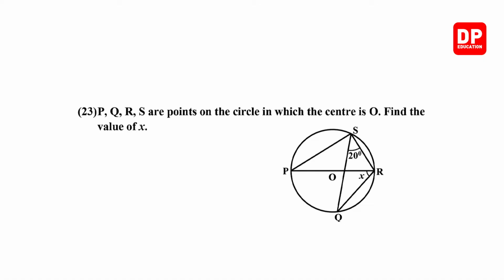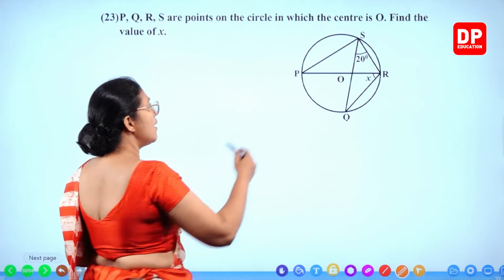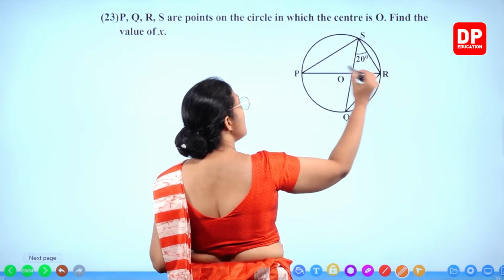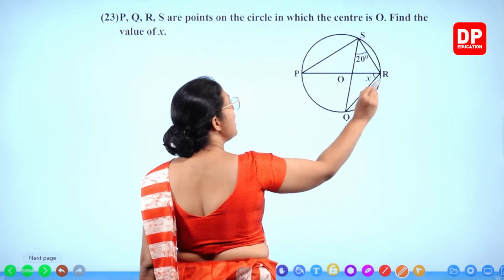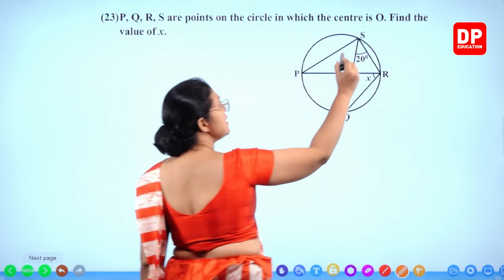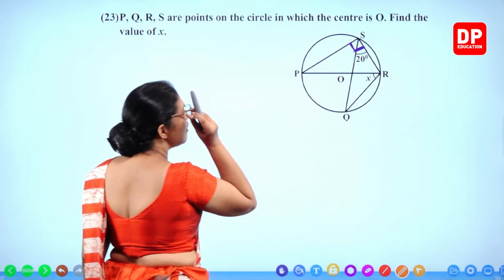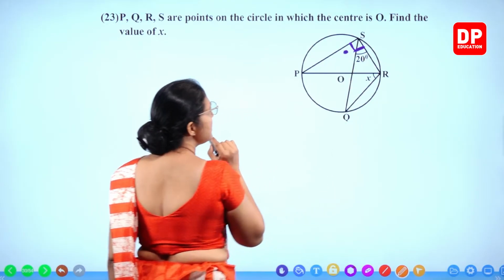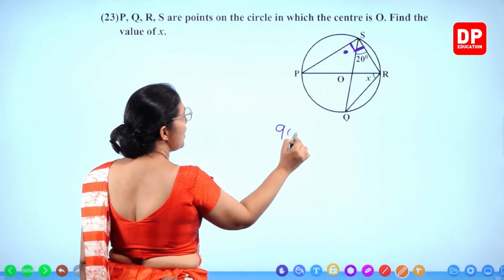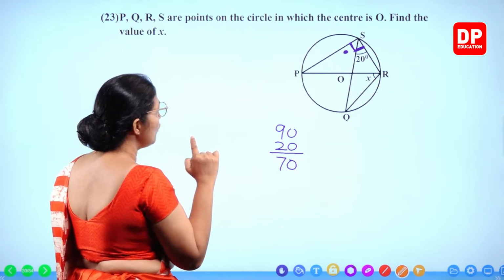Question number 23. P, Q, R, S are points on the circle in which the center is O. Find the value of X. What can you say about this angle PSR? If O is the center, PR is the diameter. We know that semicircular angles are 90 degrees. So this is 90 degrees. If this is 90, what is this angle? This angle is 90 minus 20, that's 70 degrees.